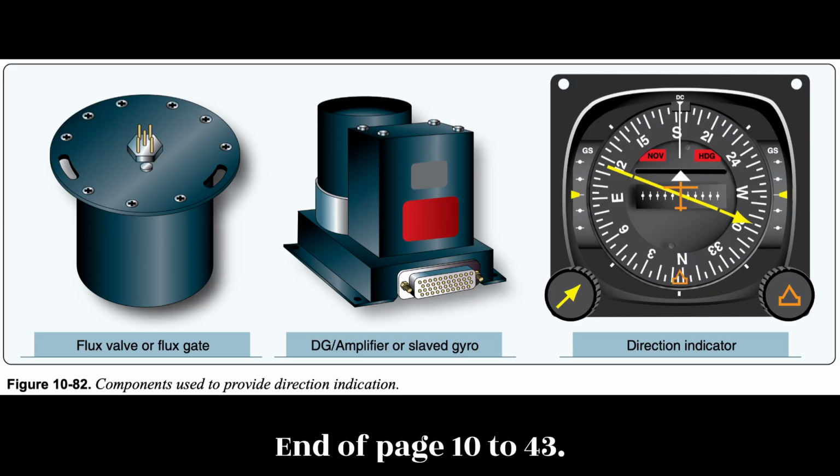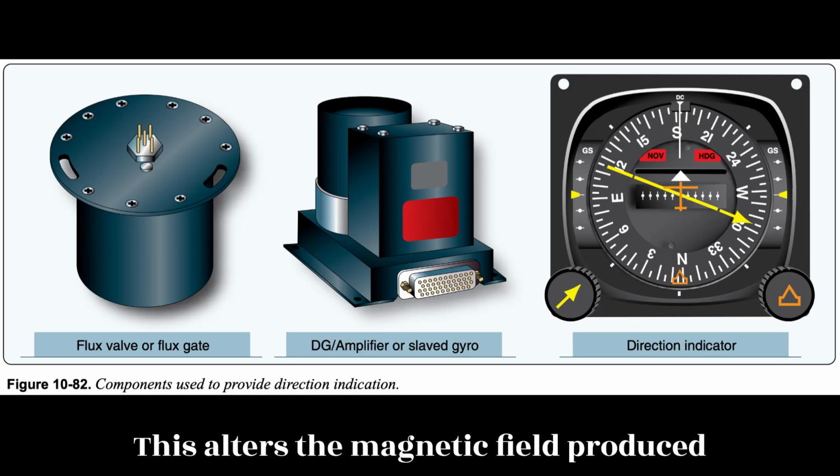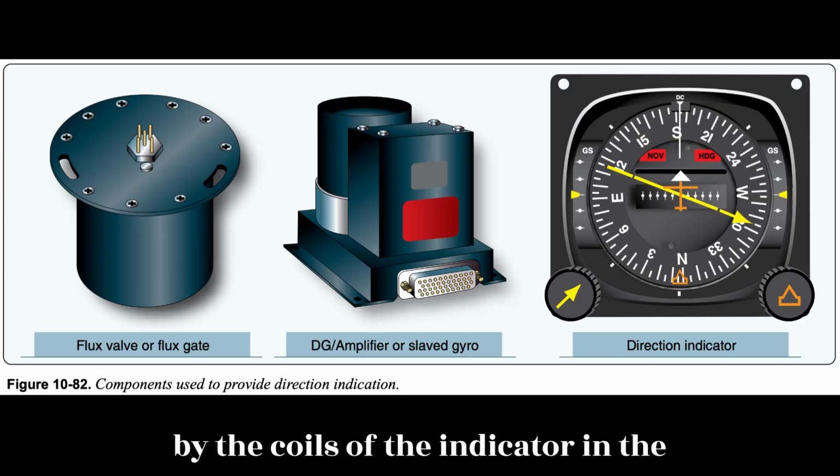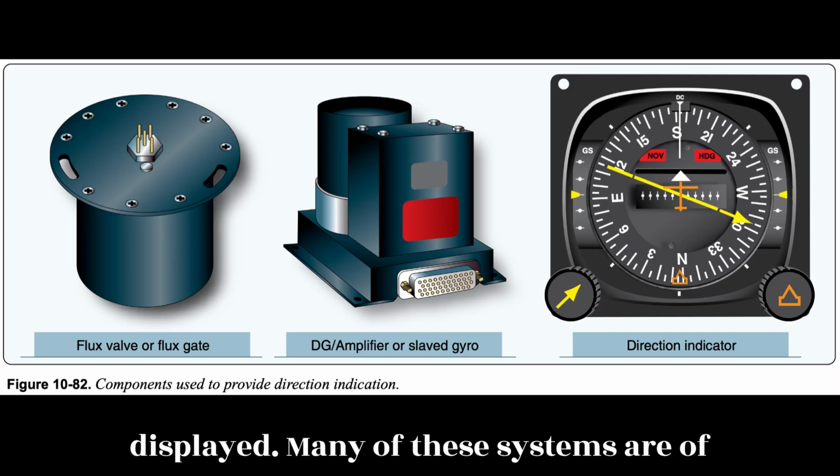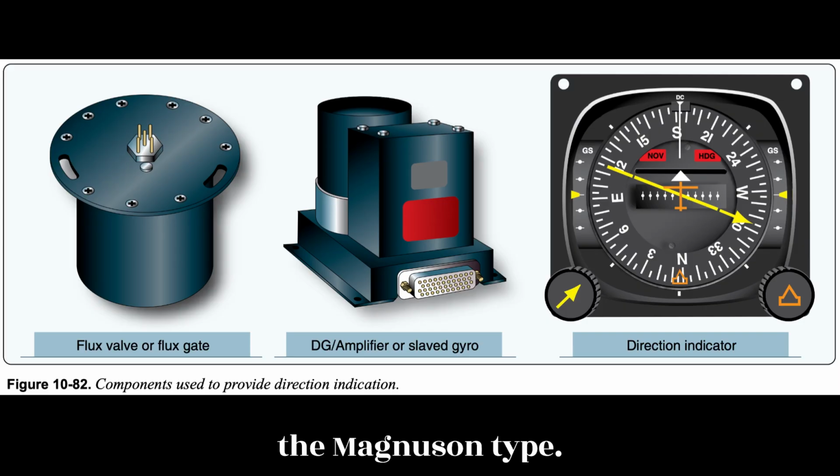End of page 10-43. This alters the magnetic field produced by the coils of the indicator in the flight deck, and a magnetic indication relatively free from deviation is displayed. Many of these systems are of the Magnesyn type.